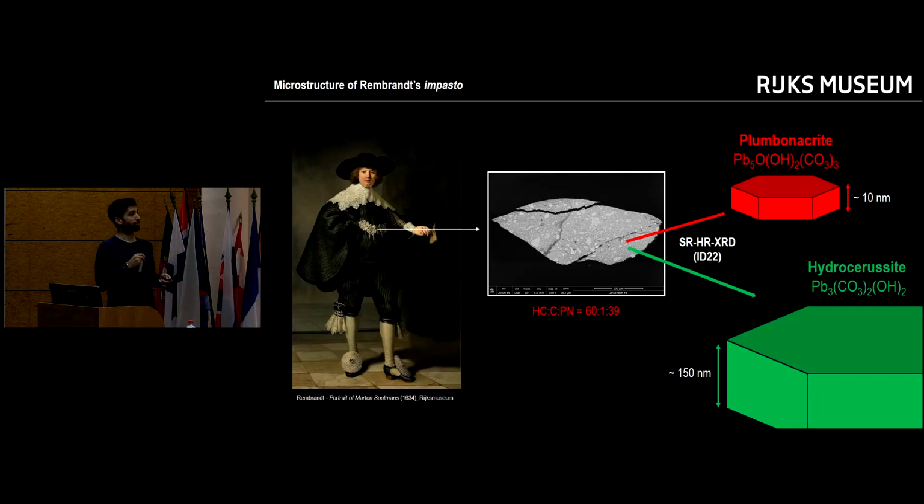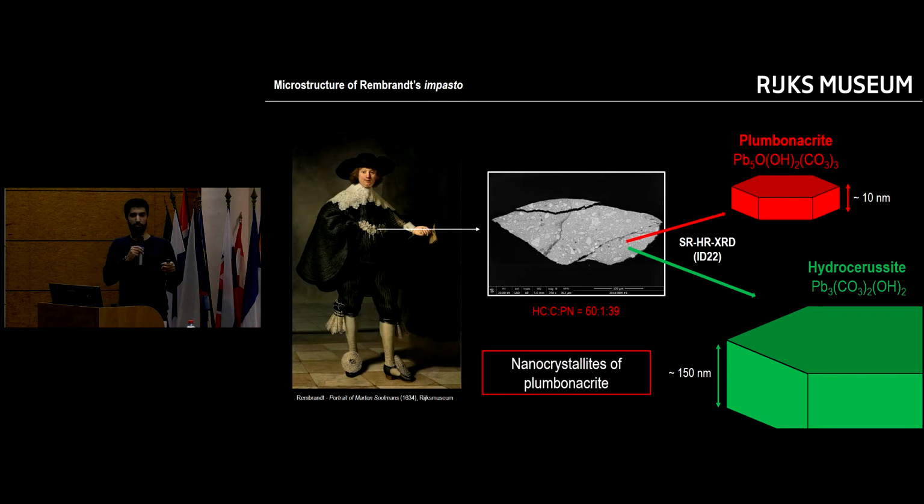As usual, we also wanted to have information on the microstructure of this phase. And what was interesting is that within the classic lead-white matrix, our crystallites of plomonacrite were of nanometric sizes. So we had these nanocrystallites of plomonacrite within a lead-white matrix of greater size.